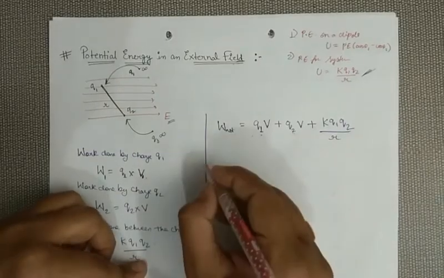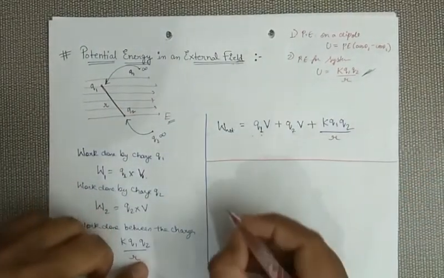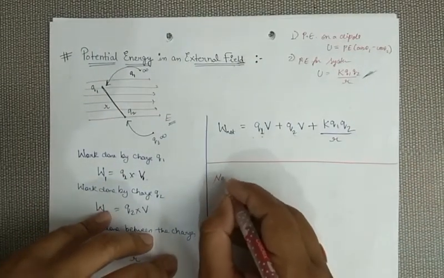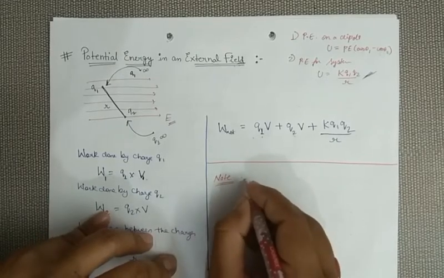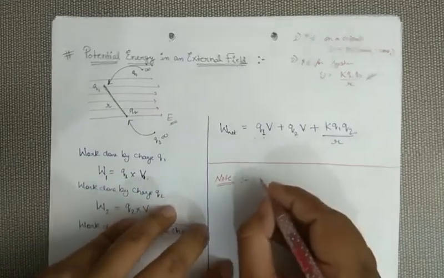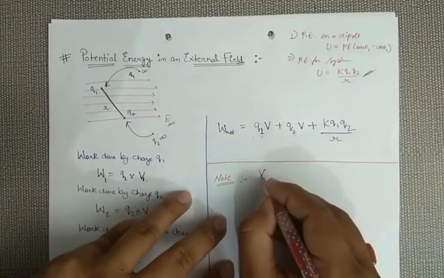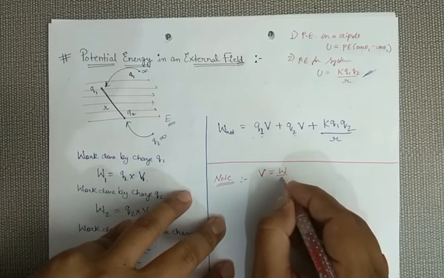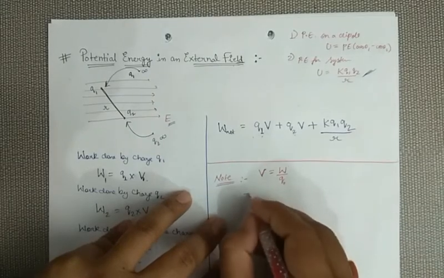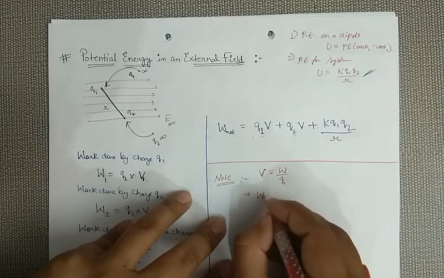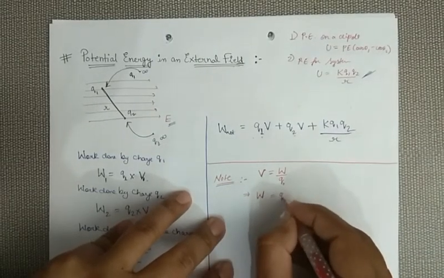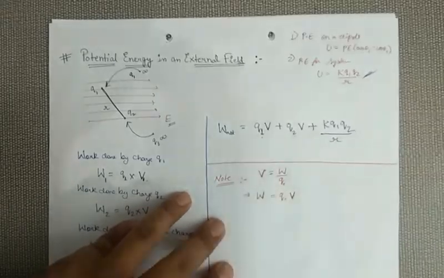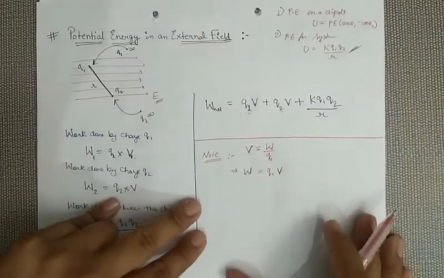So this topic was up to here. I'm just writing a few points which will be very helpful for you in your numericals. So see, we just know potential. Potential is simply defined as work upon charge. So from this formula, many times I have to use what is the work. So work is charge into potential, or you can say potential difference also.